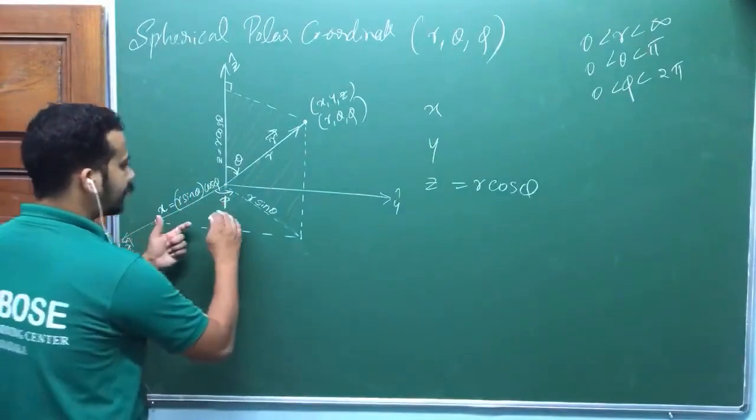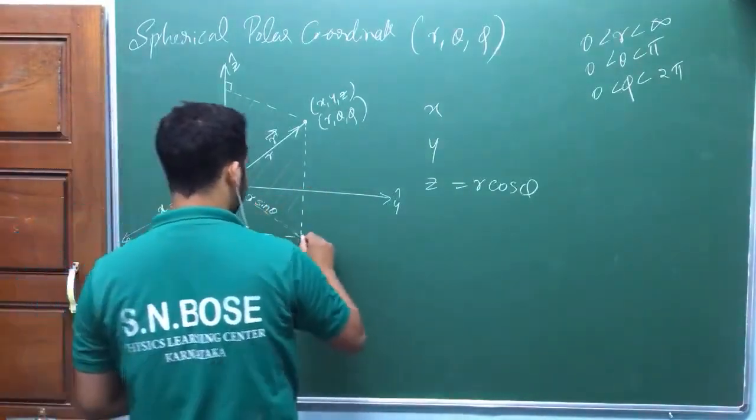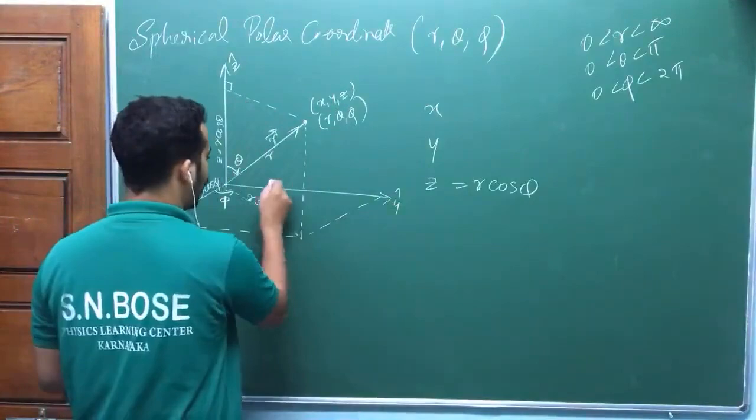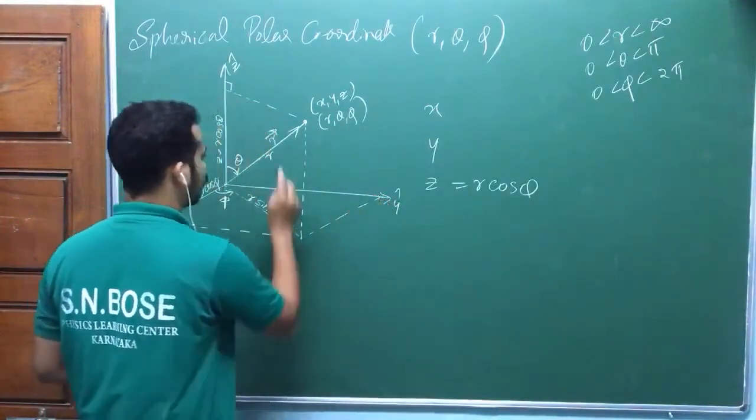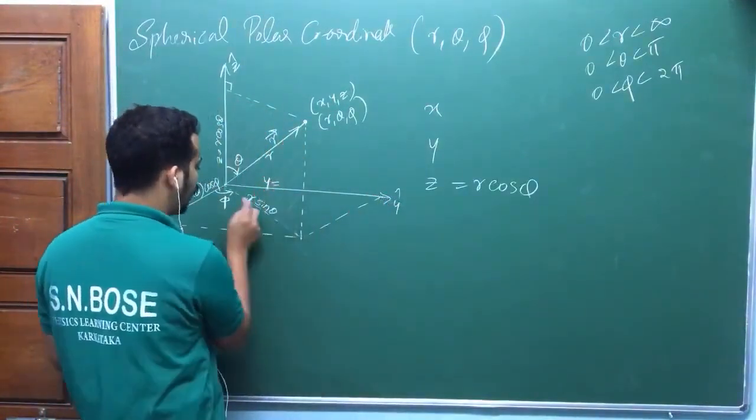Is that okay? If you take the y projection, like this, this is the y coordinate. This whole thing is the y coordinate of this point. That y is equal to r sine theta.